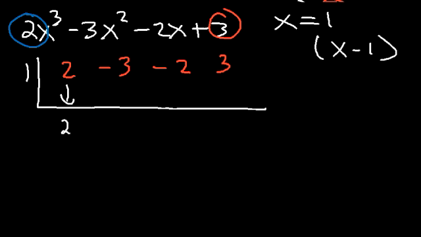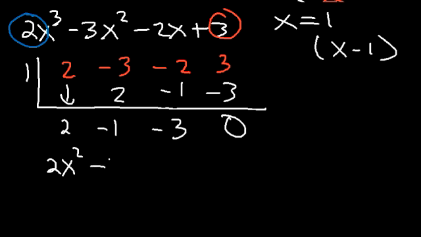1 times 2 is 2, negative 3 plus 2 is negative 1. 1 times negative 1 is negative 1. If we add negative 2 to that, that's going to be negative 3. And 1 times negative 3 is negative 3. And 3 and negative 3 adds to 0. So we're left with 2x squared minus 1x minus 3.